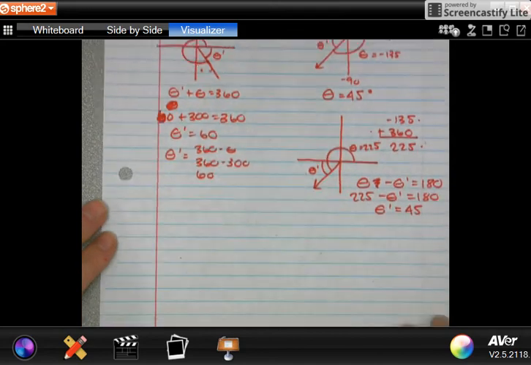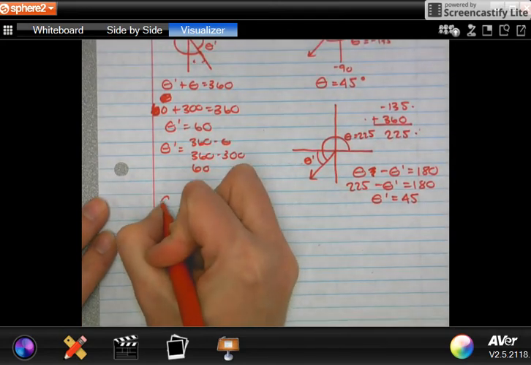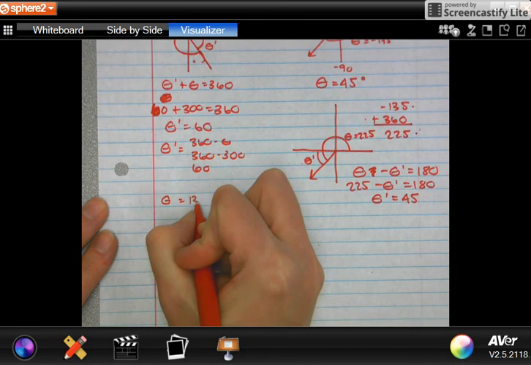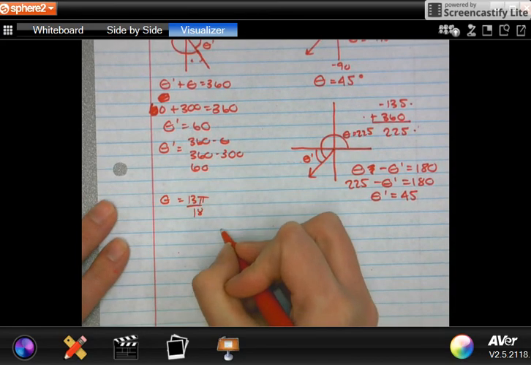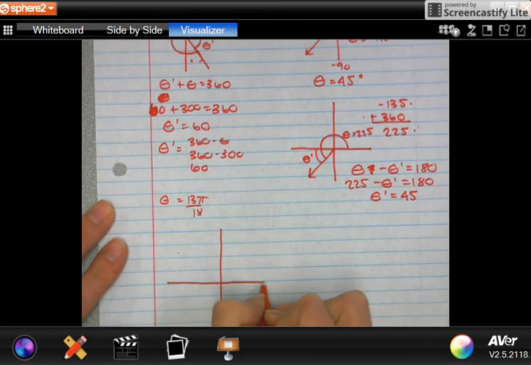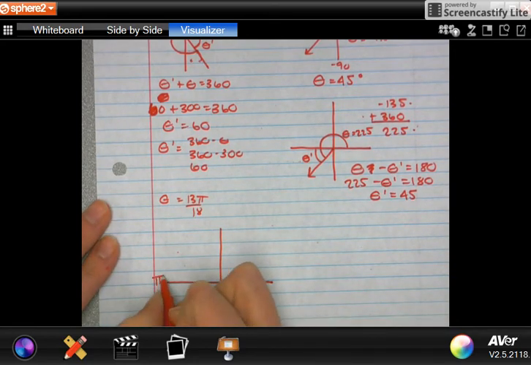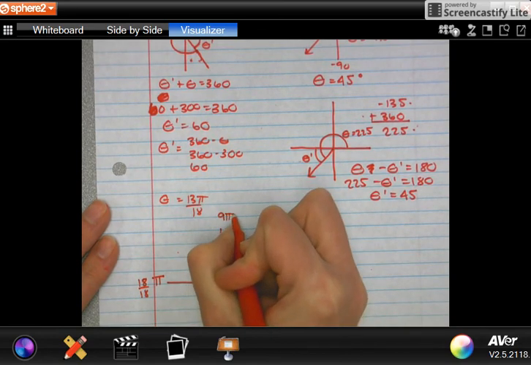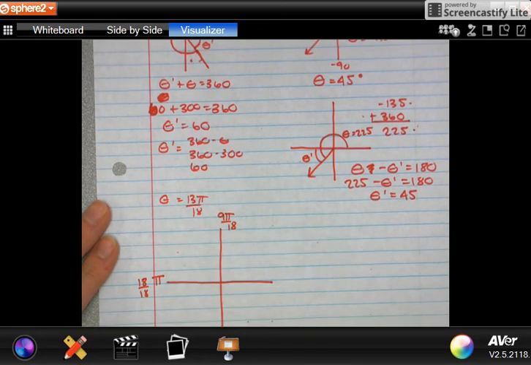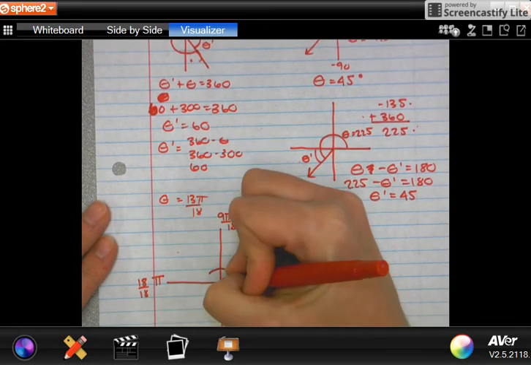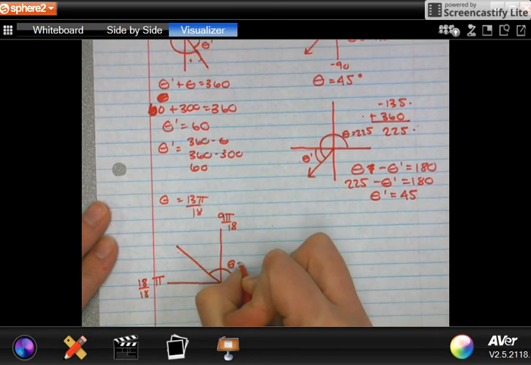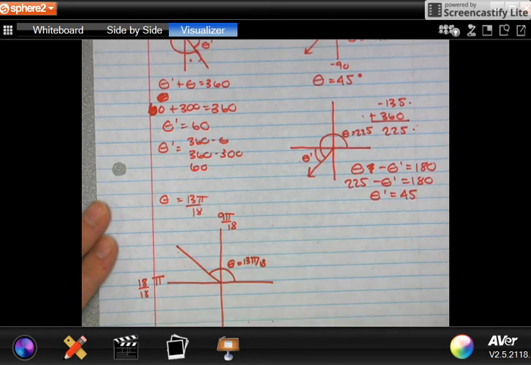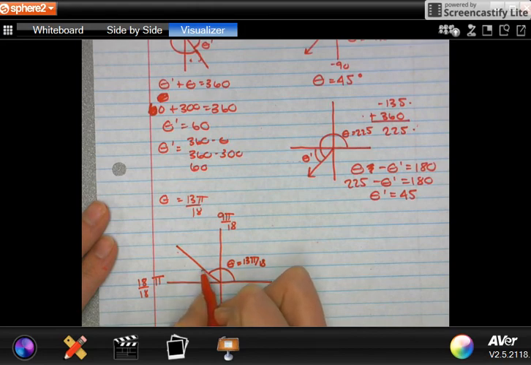Now let's see an example in radians. Let's say theta is 13 pi over 18. The first thing I would do is sketch it out, labeling my quadrantals as 18 pi over 18 and 9 pi over 18, and that should be enough there. 13 pi over 18 would be in quadrant 2. The reference angle is formed by the terminal side and the horizontal axis. So that's the reference angle there.